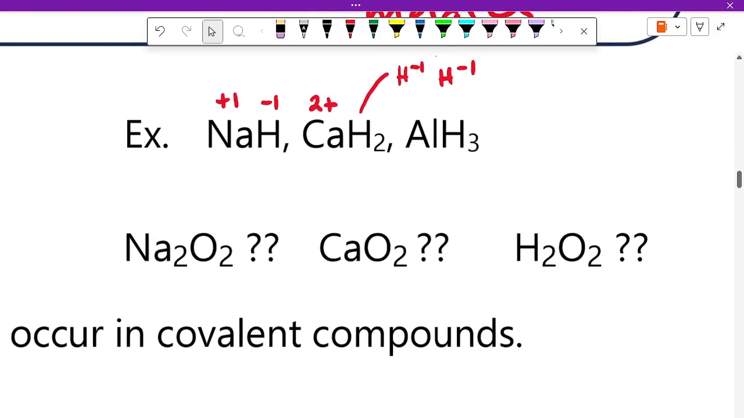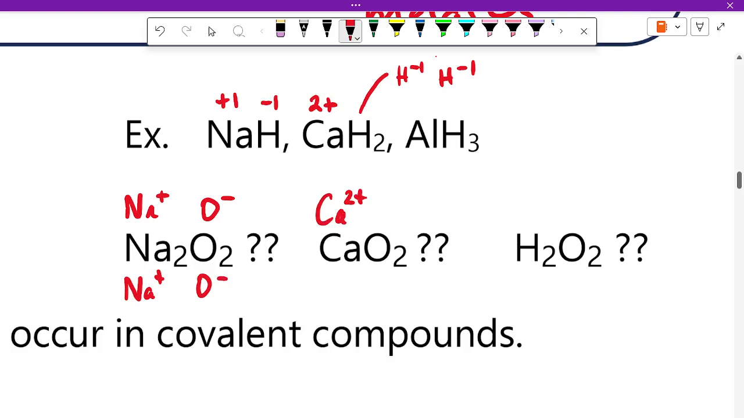So, you got Na plus and Na plus. That gives you 2 positives. So what do the charges of the 2 oxygens have to be? Negative and negative. Calcium is 2 plus. So what is the charge of each oxide ion? Negative and negative.